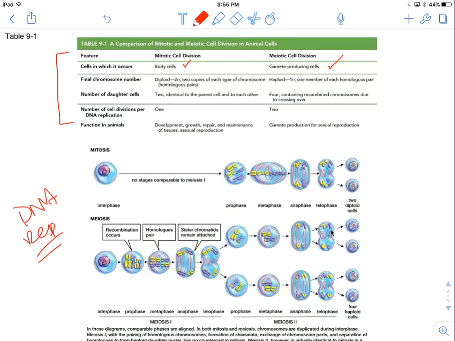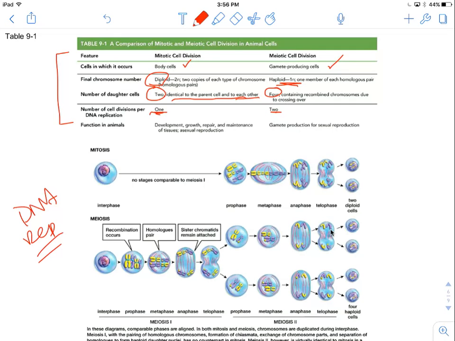All the cells are diploid, just like the parent cells, and we get 2 cells, and they are identical genetically to the parent cell and identical genetically to each other. The result in meiosis is haploid cells. We've reduced the number of chromosomes. Only 1 of each homologous pair is present. And we have 4 cells, and they are all genetically different from each other. Okay, cell divisions: in mitosis, only 1 division. In meiosis, there are 2 divisions.